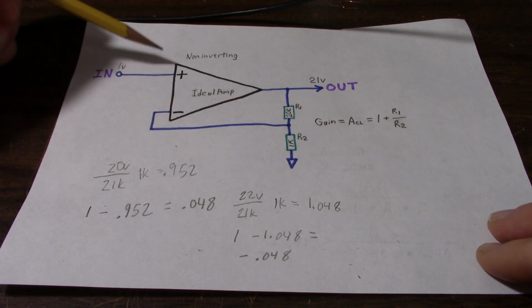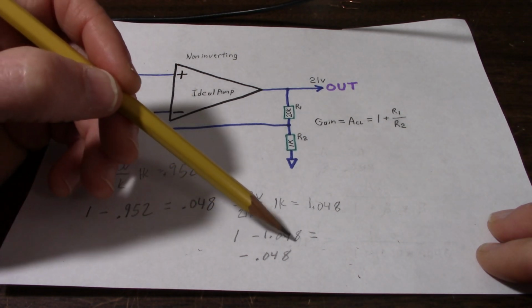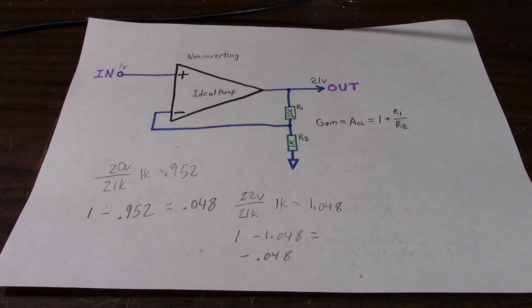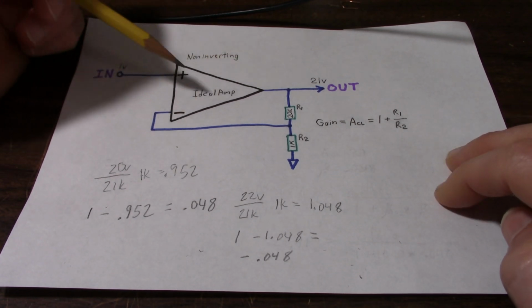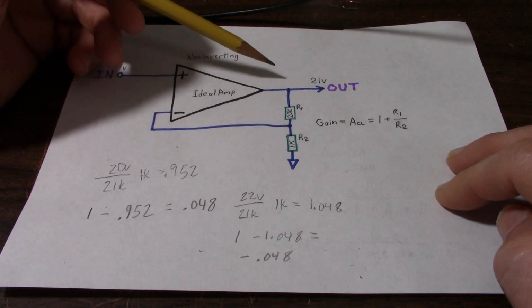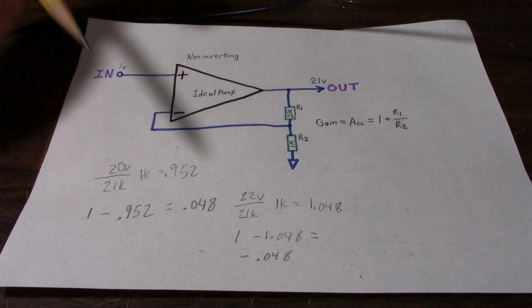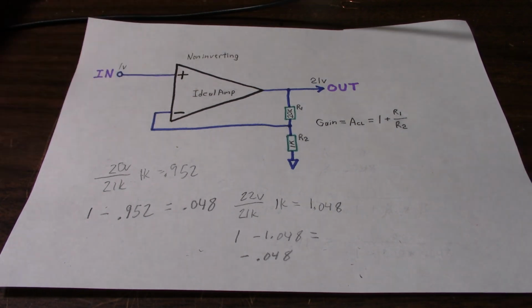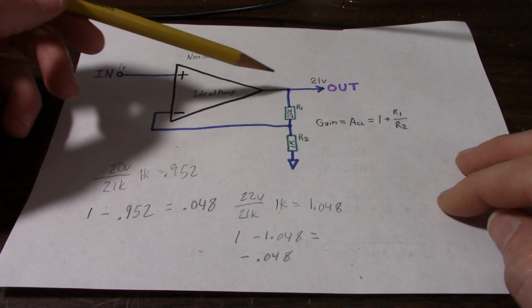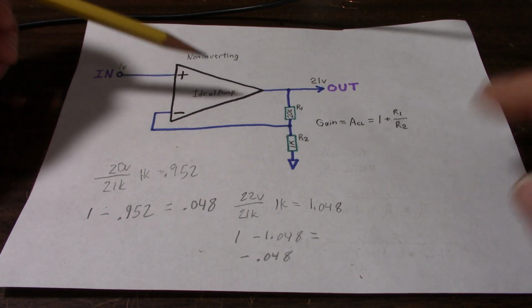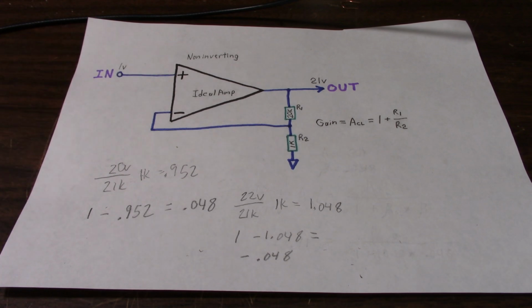So we take 1 minus 1.048, we just have negative 0.048. So we multiply that by the gain, and we have negative 1. So 22 plus negative 1 is 21 volts. You can see that it brings the amplifier output voltage back in line. So that is how negative feedback is correcting the errors in this amplifier, or in other words, the nonlinearities.